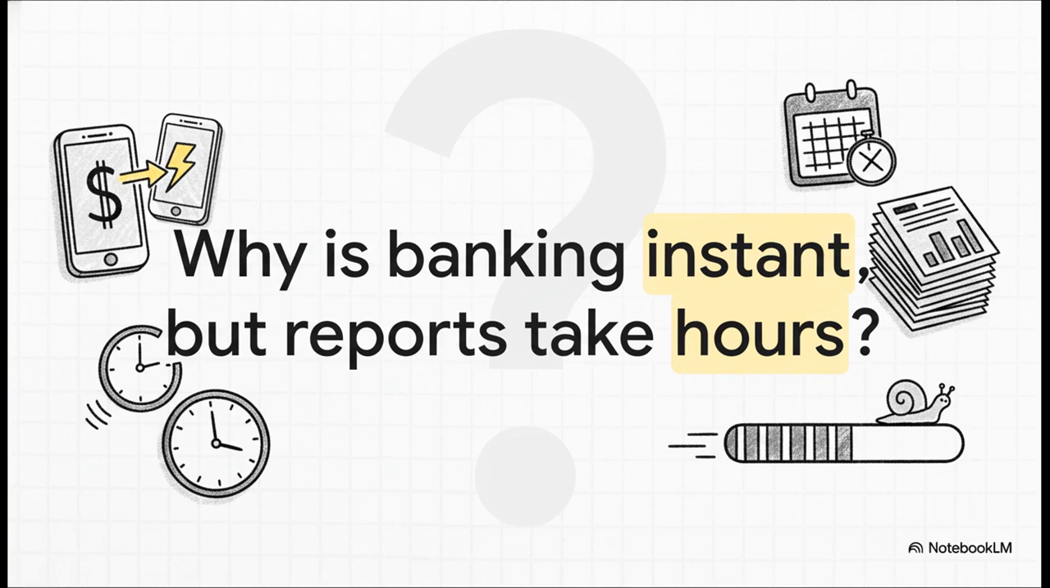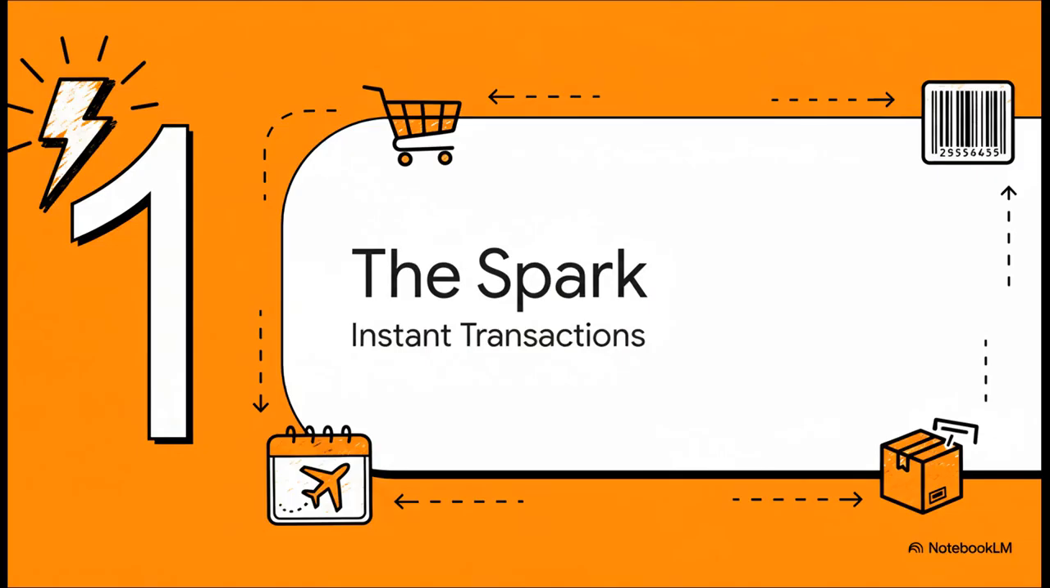Okay, so let's jump right in with a question I'm pretty sure you've thought about before. How is it that your banking app is, well, instant, you can move money in a split second, but then at work, when someone needs the big quarterly sales report, it feels like it takes an eternity to generate? I mean, it's all just data, right? Well, it turns out they are handled by totally different types of systems, each one built for a very specific job. So, let's start with what I call the spark.